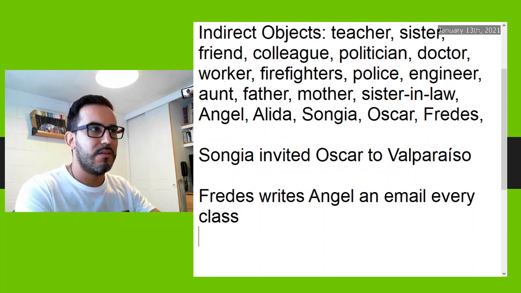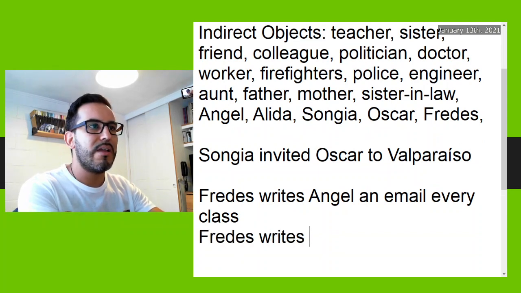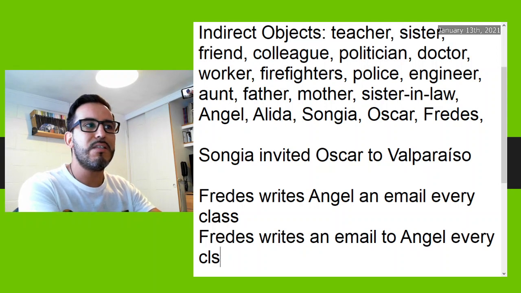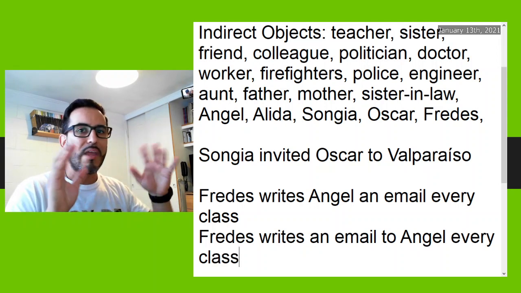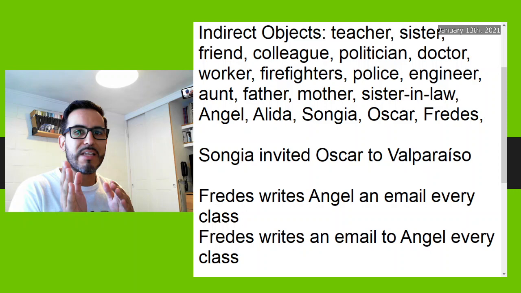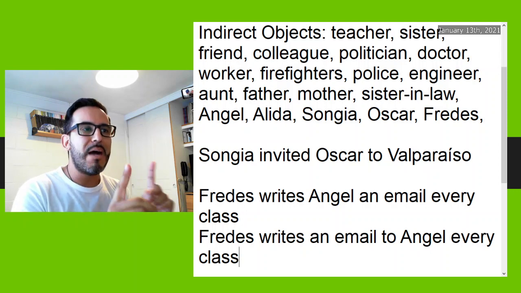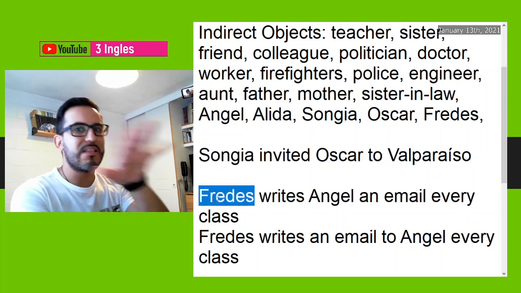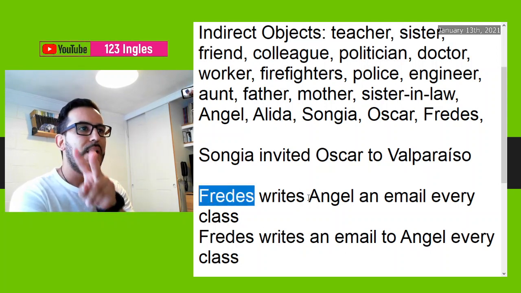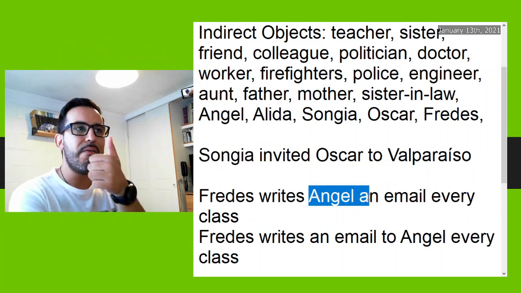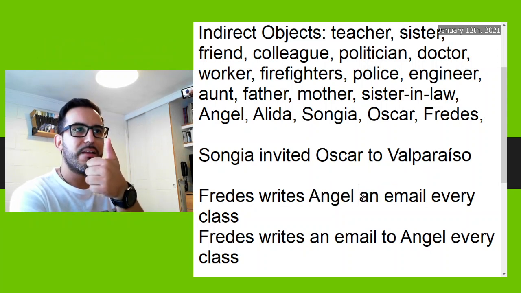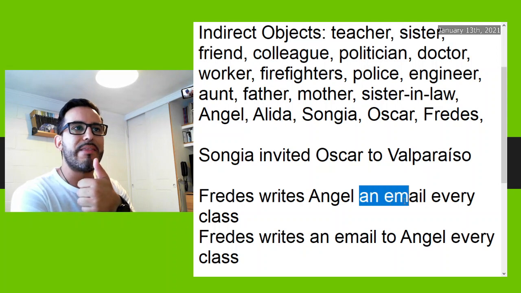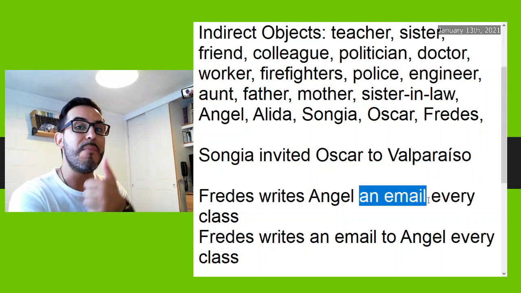Okay? I can write this. I can say Fredes writes an email to Angel. Okay? Every class. This is perfect. Okay? This is okay. This order of the sentence is very good. But they are different. Okay, these sentences are different because Fredes is the subject in the two sentences. Here I have an indirect object, Angel, okay, the person, and a direct object, an email.